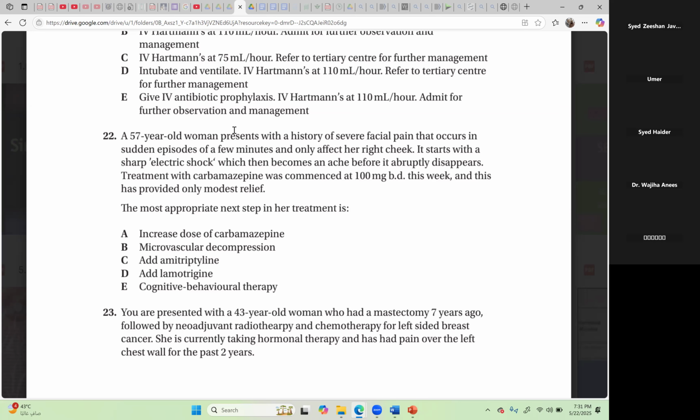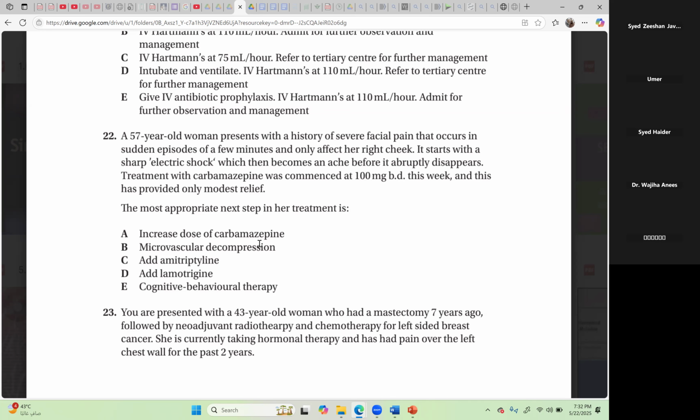gabapentin and other anti-epileptic drugs, amitriptyline. By the way, that is not an antipsychotic drug; that is an antidepressant. Antidepressant: tricyclic antidepressant, SSRI, SNRI. There are three different types of antidepressant: one is TCA, one is SSRI, and one is SNRI. And then another thing is that there will be certain other surgical options as well.